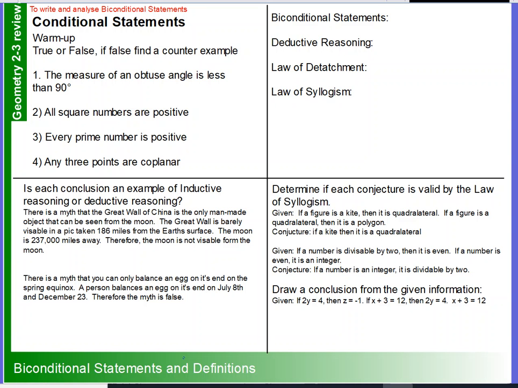False. Okay. Can you give me a counterexample? An example of an angle that is great? Okay. So false. And you gave me an angle of 30 degrees. Excellent. All square numbers are positive. True or false?